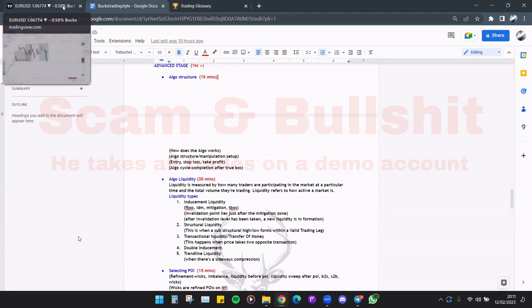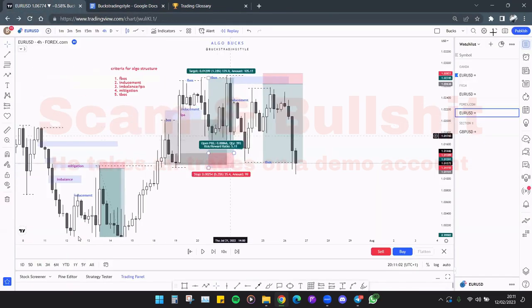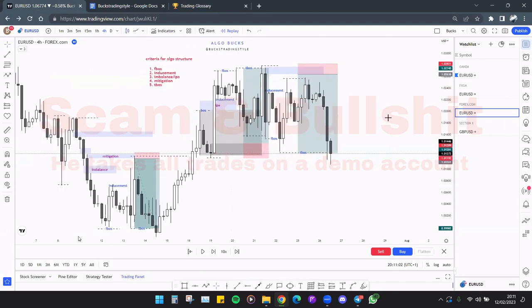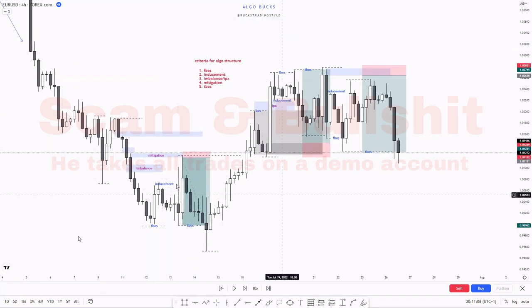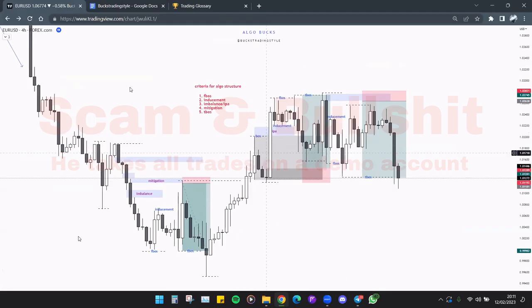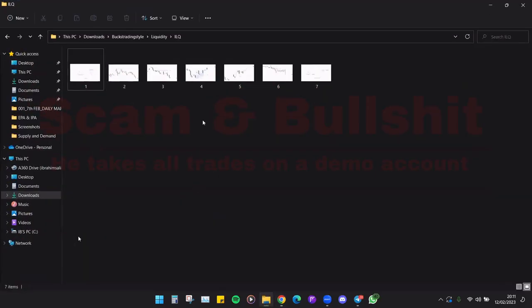So the inducement liquidity is what we have here. This is the inducement liquidity. The MSU is the inducement liquidity, as easy as that. We call the inducement liquidity ILQ for short. So let's look at these saved examples in order to understand it better.